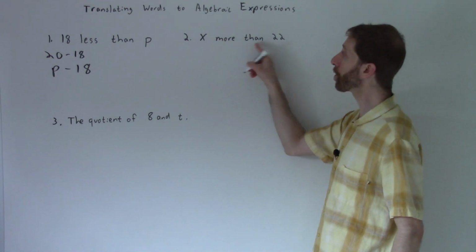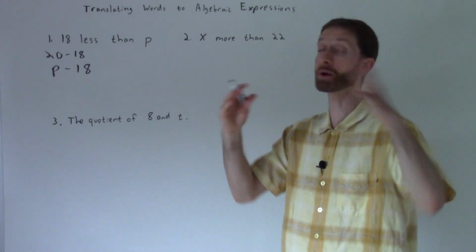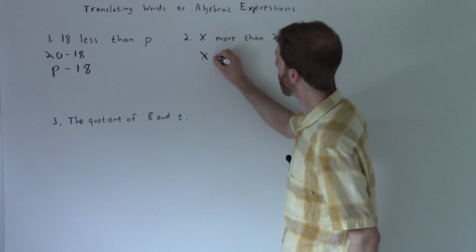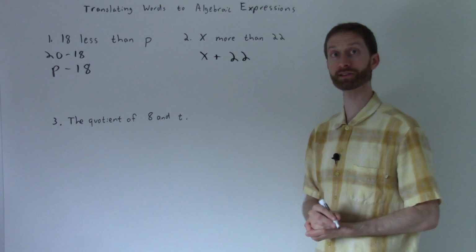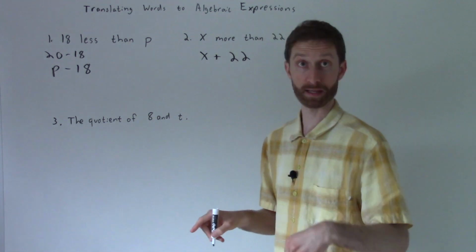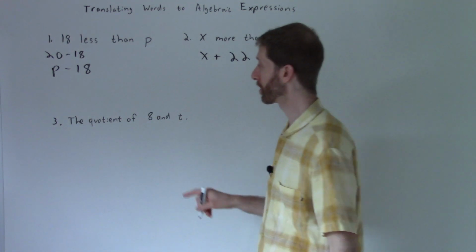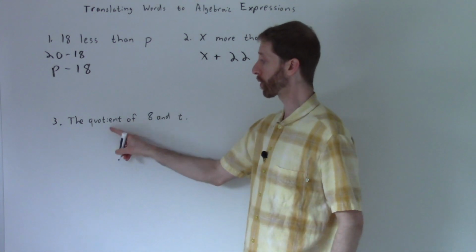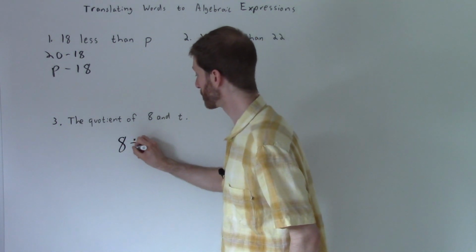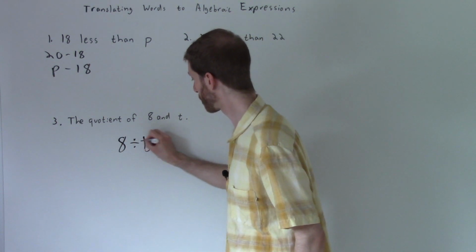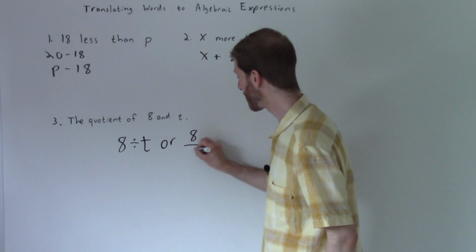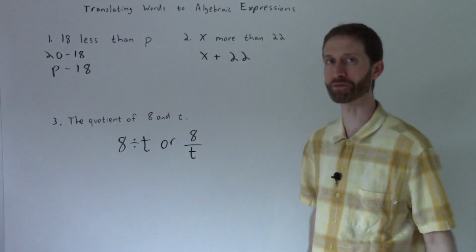This says x more than 22. So I'm taking a number x, some unknown number, and adding it to 22. So x more than 22 would be x plus 22. And finally, this says the quotient of 8 and t. Quotient means to divide. So if we're dividing here, we need to go in the order in which this is presented, the division problem of 8 divided by t. So you could write that as 8 divided by t, like this. Or 8 over t. So just a couple extra problems for you. Hope it helped.